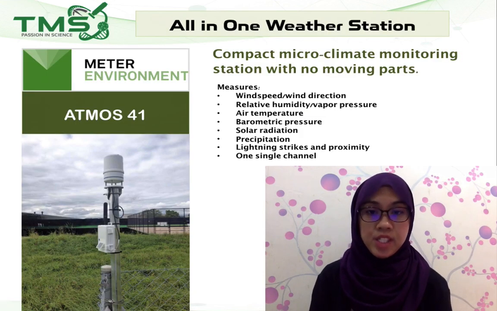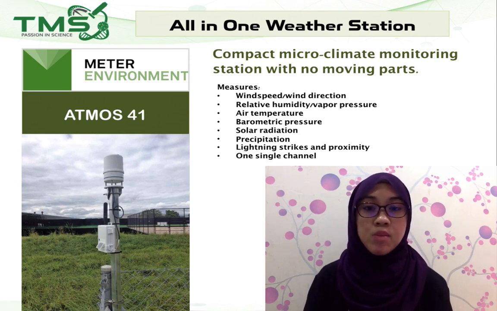All-in-one weather station. So here in TMS, we have Atmos 41 by Meter Environment. Atmos 41 is a compact microclimate monitoring station with no moving part at all. As you can see here in the picture, the top part is the compact device where it has all the sensor inside, and then it's being transmitted by a single wire into the data logger.